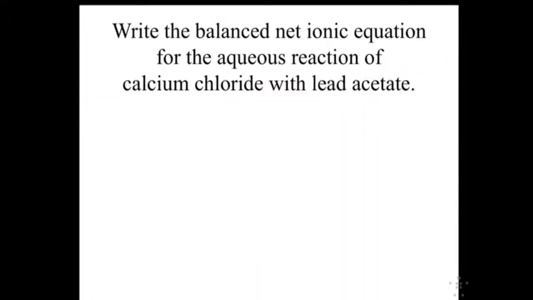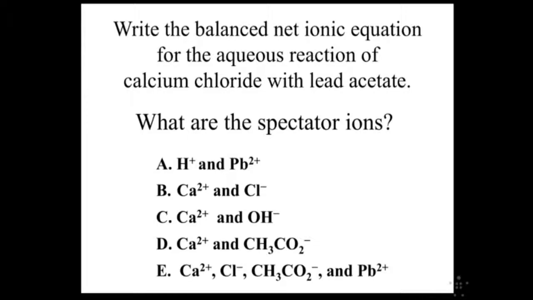So, another question for you. Write the balanced net ionic equation for the aqueous reaction of calcium chloride with lead acetate. Take a second, see if you can write that down. And now that you have it written down, tell me what the spectator ions are. I'm going to give you a moment to answer both of those questions and then I'll walk you through it. Again, you're going to want to pause this if you haven't answered it already.